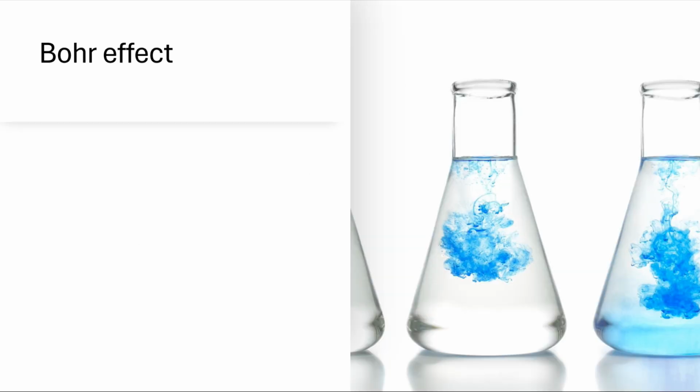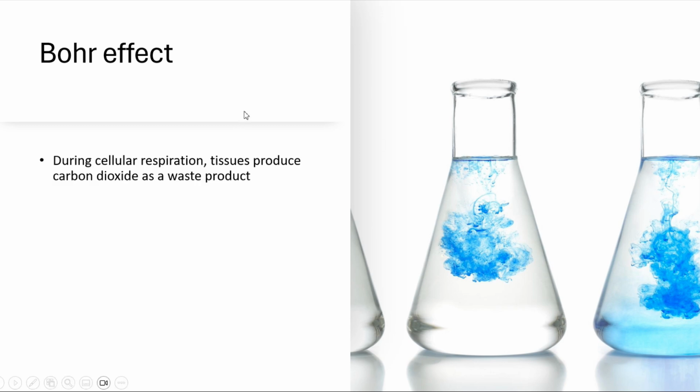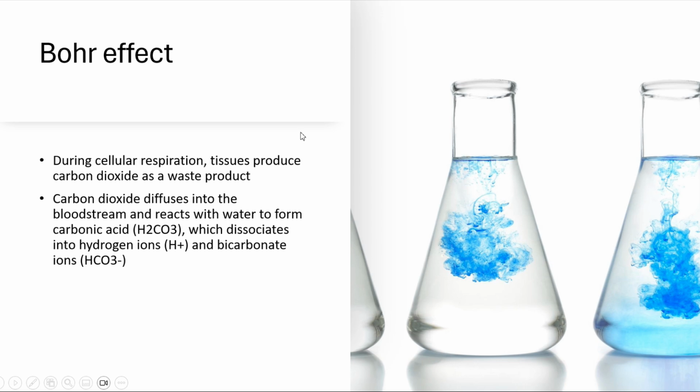Okay, cool. Let me talk about the Bohr effect here. During cellular respiration, tissues produce carbon dioxide, obviously as a waste product. So after respiration, it takes in oxygen, it leaves carbon dioxide. So carbon dioxide diffuses into the bloodstream and reacts with water to form carbonic acid. Carbonic acid, obviously a weak acid, is going to dissociate straight away into hydrogen ions and bicarbonate ions. So it dissociates into that. Obviously, we've got an increase in H+ concentration. H+ concentration increase makes something more acidic, naturally.